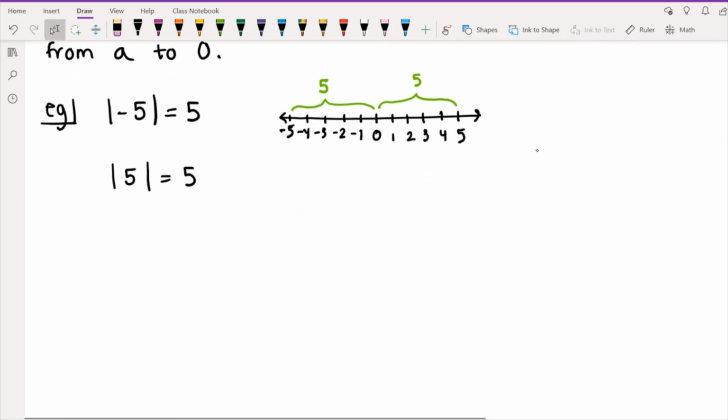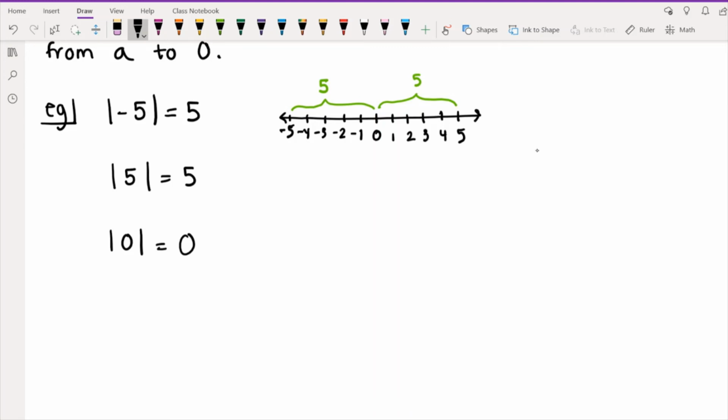One interesting example is, what is the absolute value of 0? Well, what's the distance of 0 from itself? There is no distance, right? If someone asks you, how far are you from home, and you're sitting on your couch, you would say, I'm 0 miles from home. And so the absolute value of 0 is just equal to 0.